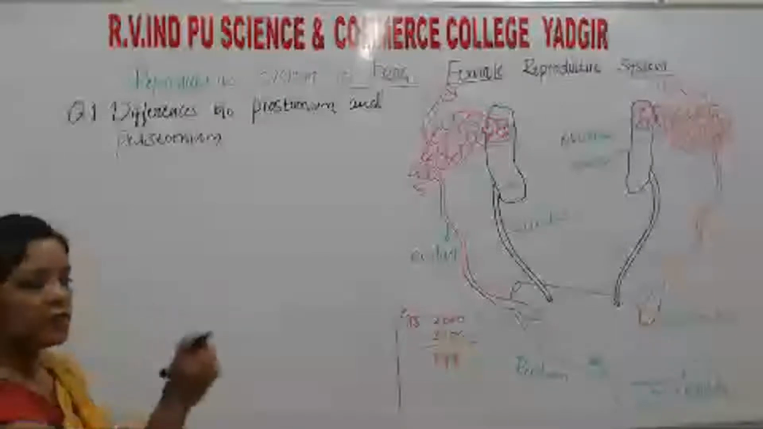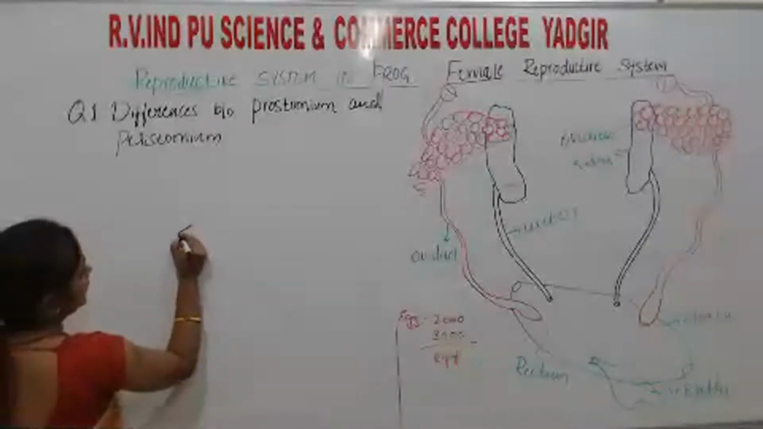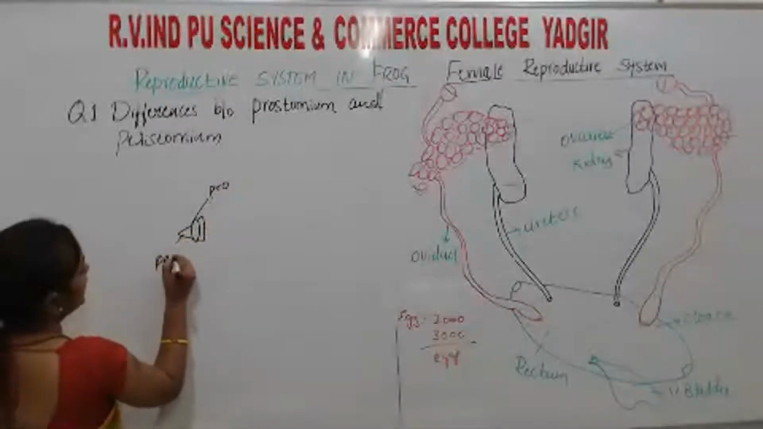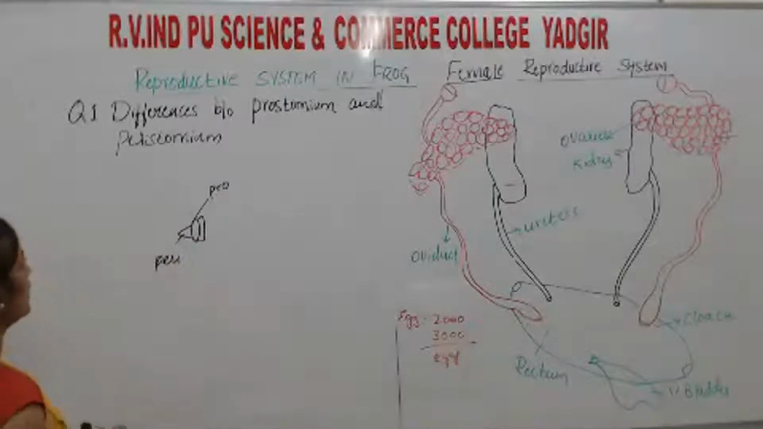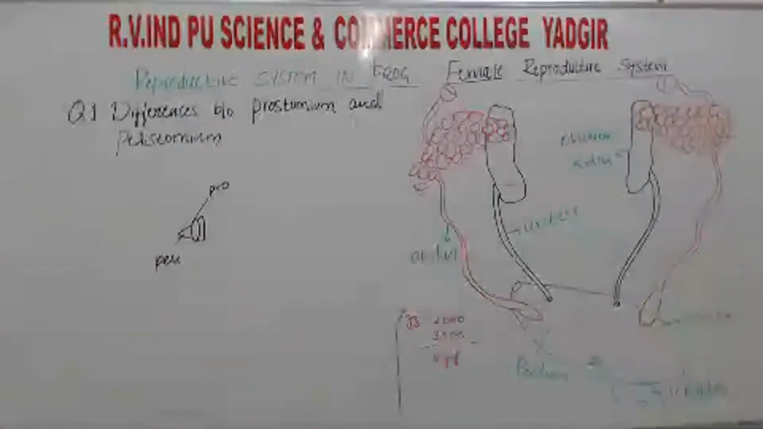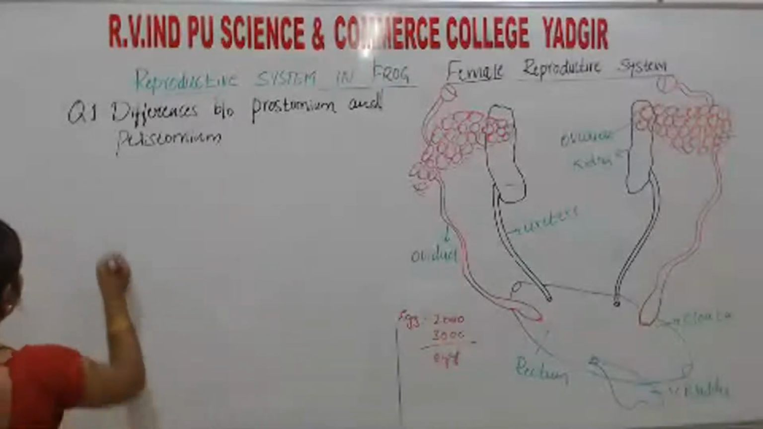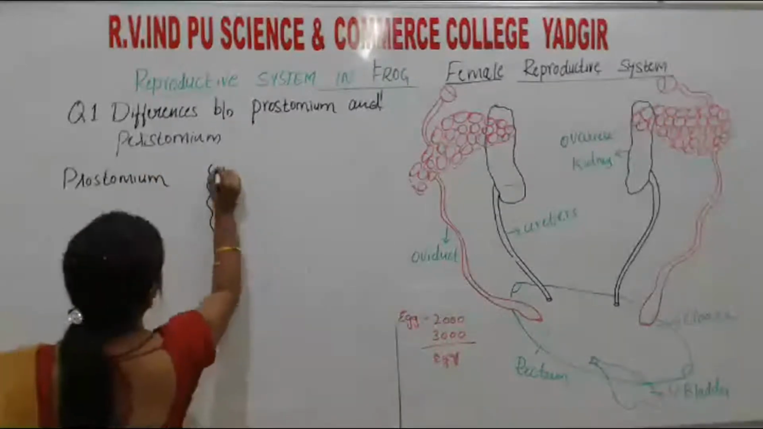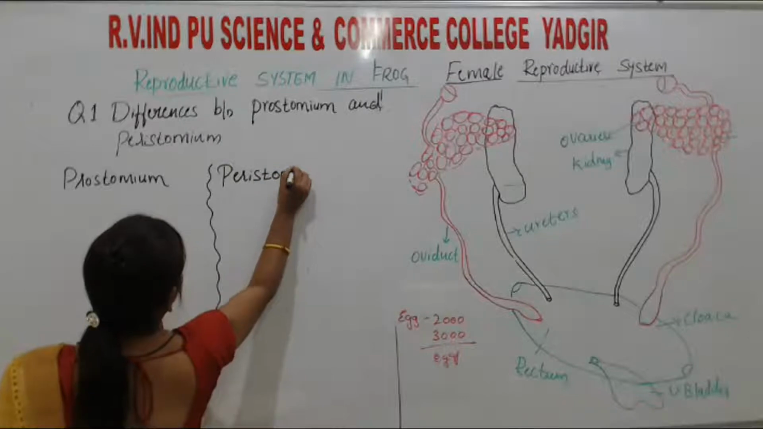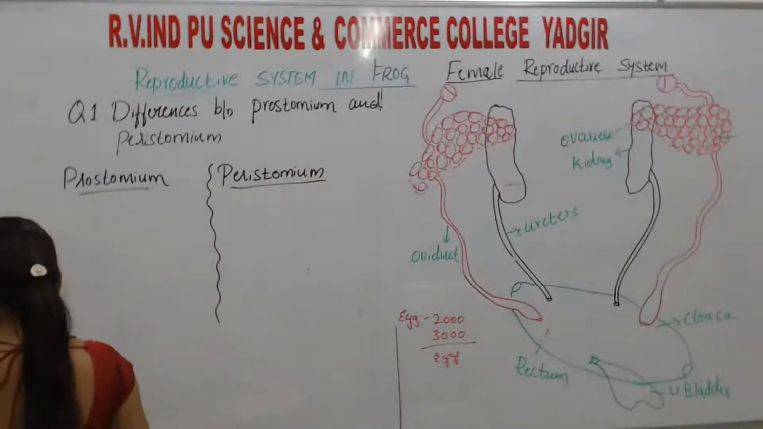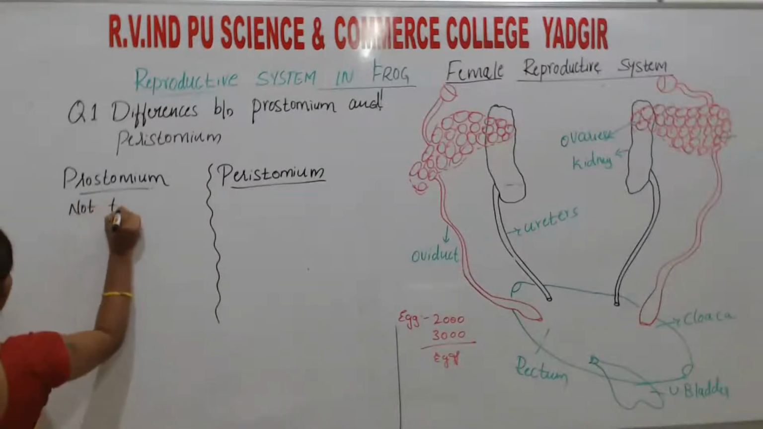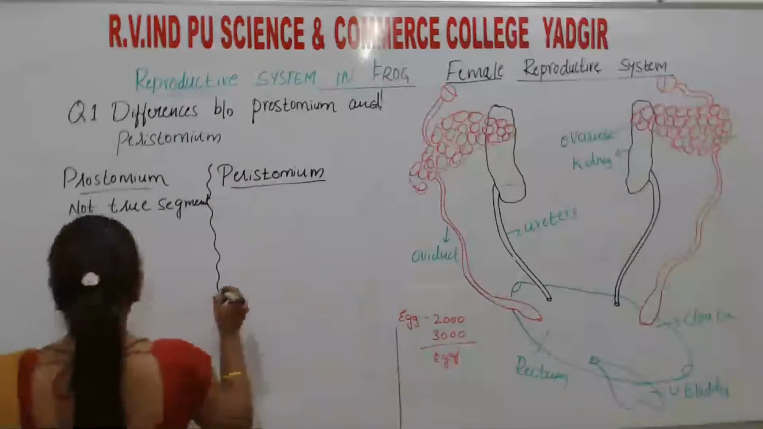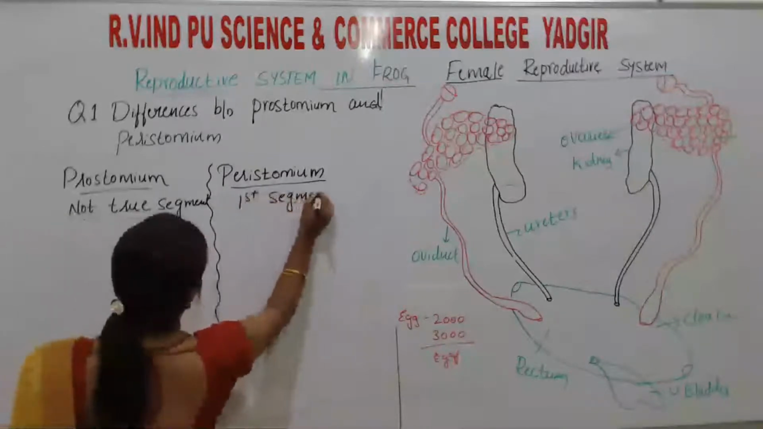Prostomium is the cap-like structure in the earthworm, in front of the mouth. Prostomium is helpful to dig the soil so they can enter into the soil. So you have to differentiate this. Answer for prostomium: it is not a true segment. But in case of peristomium, it is the first segment, where the mouth is located. This is one difference you can write.